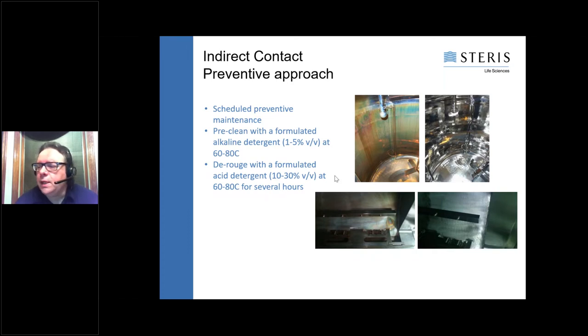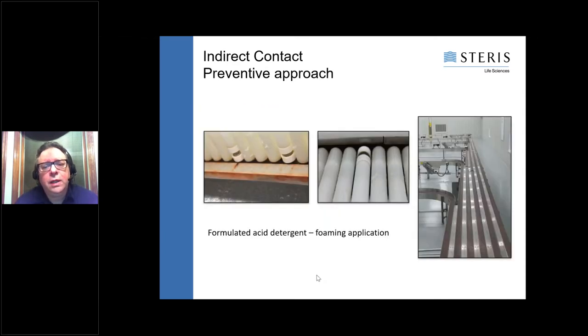1 to 5%, generally at a high temperature, 60 to 80 degrees, and generally for a moderate time, normally 30 to 60 minutes. And then they would perform a rouge removal step similar to the water system, with high concentrations, oftentimes 15 to 30% concentration at 60 to 80 degrees, and oftentimes for several hours. And in some cases, for things like autoclaves, parts washers, lyophilizers, sometimes that is a manual cleaning event to remediate it.